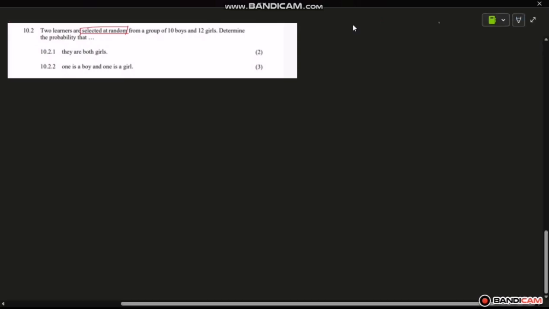So here, what they gave us, they said 2 learners are selected at random. So this is telling us that we must use without what? Without replacement. I hope it makes sense. We must use that restriction. Why? Because they selected 2 learners, then they didn't actually return them.